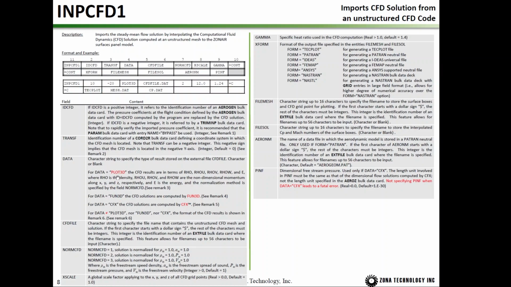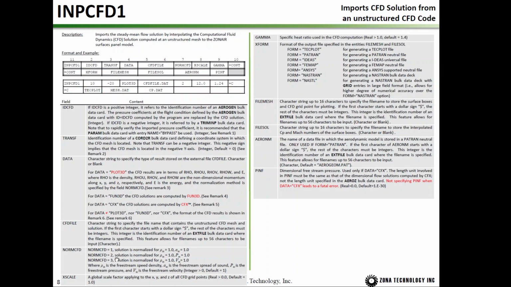For the data, you have several options because the unstructured CFD solution does not have a standard format. Okay, so you have Plot3D, you have FUN3D. If it's FUN3D, then the CFD solution is computed by the FUN3D code. If data equals CFX, then the CFD solution is computed by the CFX code. And CFD file is a file name that contains the unstructured CFD mesh and the solution.